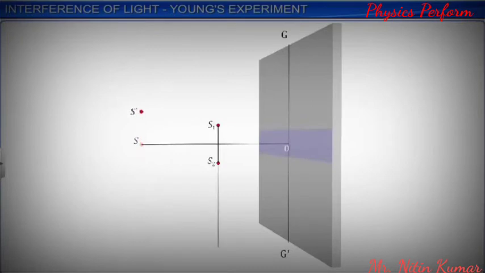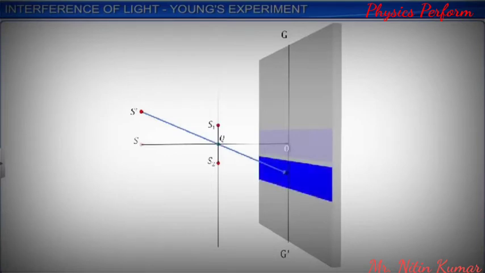Let point Q be the midpoint of S1 and S2, and the angle SQS' be φ. The central bright fringe is now shifted from O to O'. The location of O' is such that all 3 points S', Q, and O' lie on a straight line, and the angle SQS' is equal to angle OQO'.